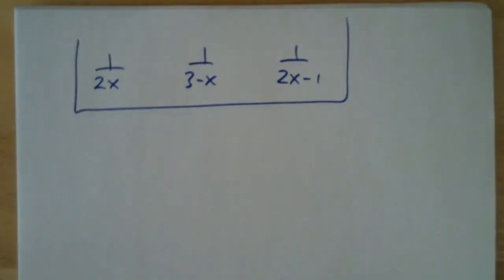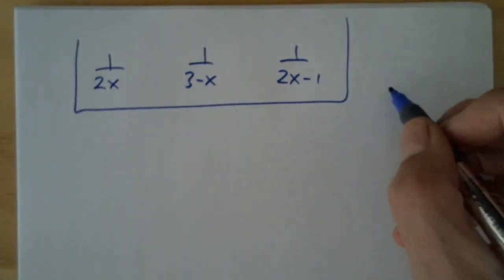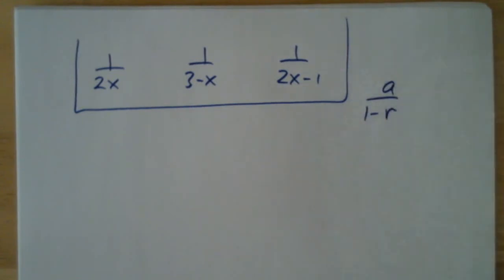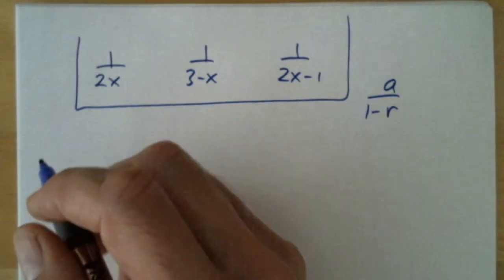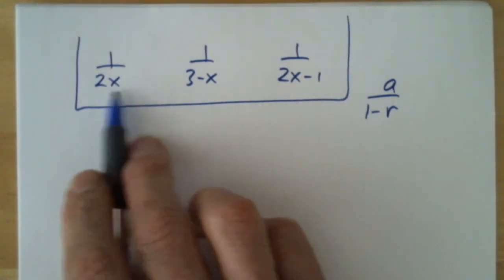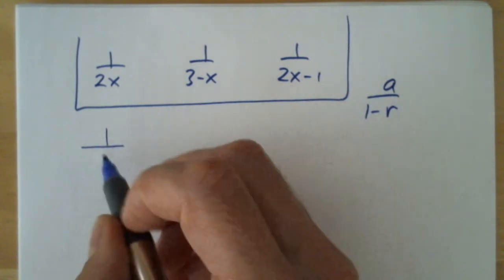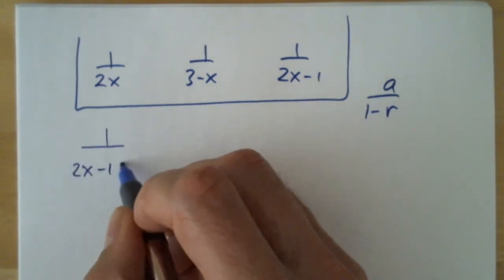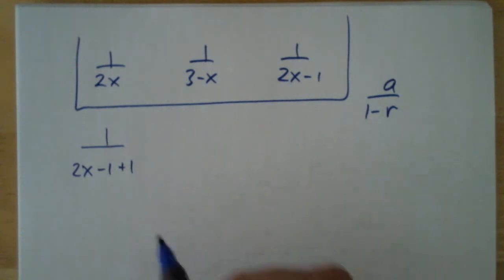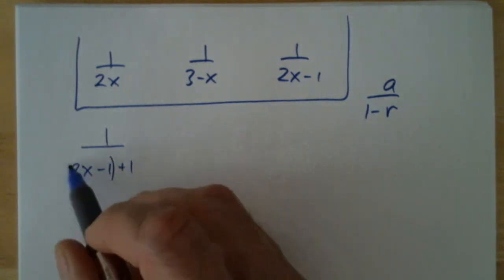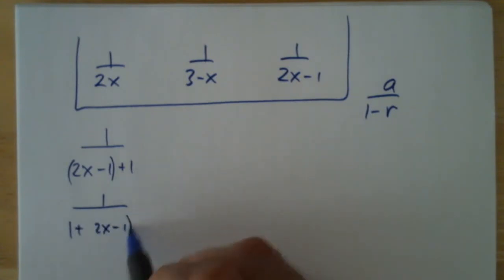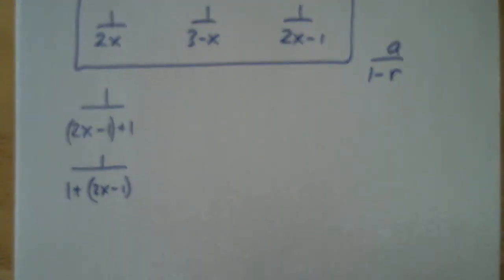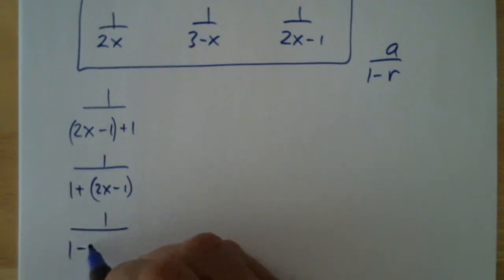All right, pause the video and do the same with that. Remember, the goal is to make it look like that. So we don't have a binomial, so that's where we can subtract 1 and add 1. Let's think of this as being together, and we'll go 1 plus 2x minus 1, and then just factor out a negative, 1 minus 2x.